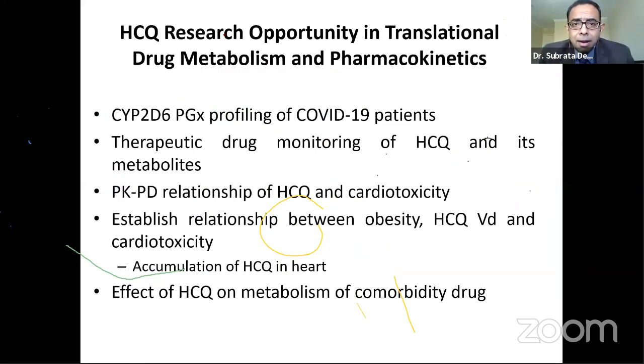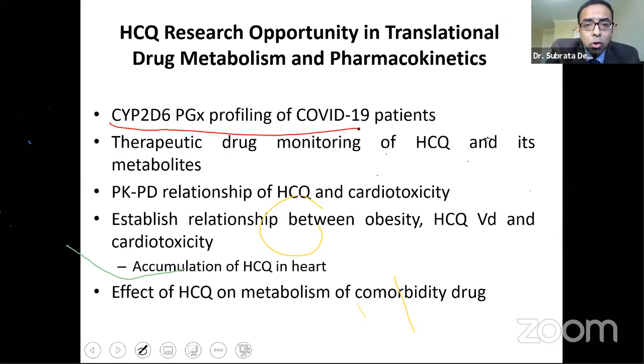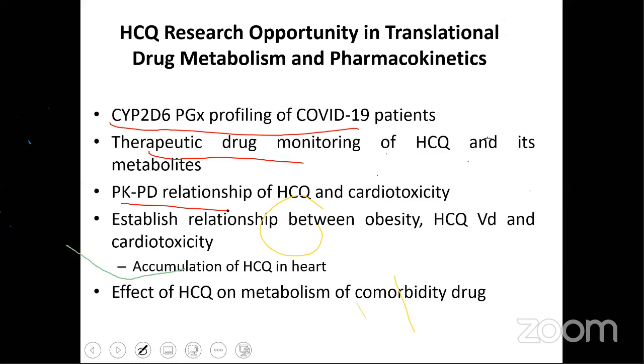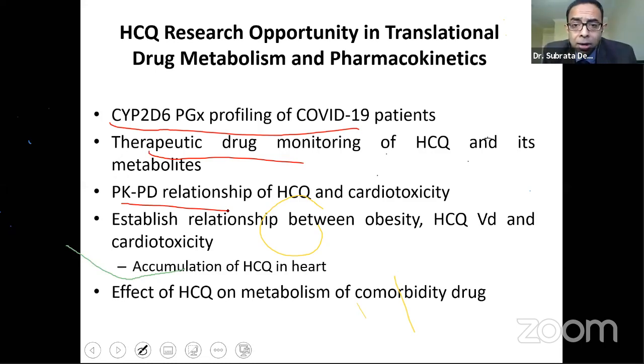So I think there are research opportunities, and I am hoping that this conversation is going to generate some interest, because right now COVID patient treatment is happening everywhere, including parts of Maharashtra and India. It opens up research opportunity for us. First of all, we need to know the pharmacogenomic profiling of CYP2D6 in COVID-19 patients. What is their profile before we give them hydroxychloroquine? In case we give it, we need to do therapeutic drug monitoring, or TDM. What is the concentration of hydroxychloroquine in those patients? And then finally do a PK-PD relationship, pharmacokinetics and pharmacodynamics, meaning how their vital parameters are responding to the concentration of hydroxychloroquine, and cardiotoxicity.